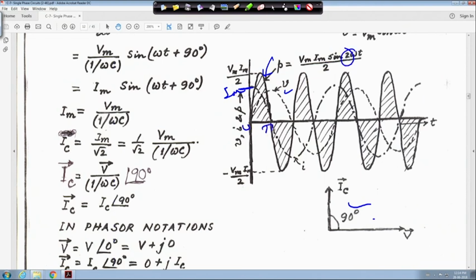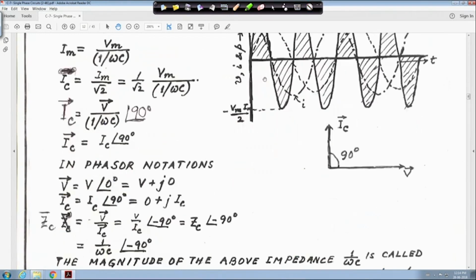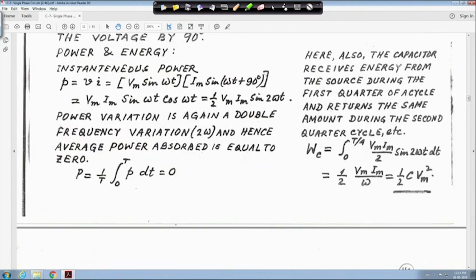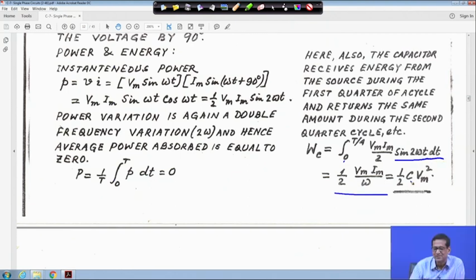So, it is zero, then T by 4, then T by 2, and so on, right. Same philosophy: in 2 pi current will make 1 cycle, but in 2 pi power will complete 2 cycles, right. So, in this case, if you integrate from 0 to T by 4, that is only a quarter cycle, of V m I m by 2 sin 2 omega t dt, it will become half C V m square. You know the stored energy in a capacitor we studied in DC, half C V square, so it becomes half C V m square, right.